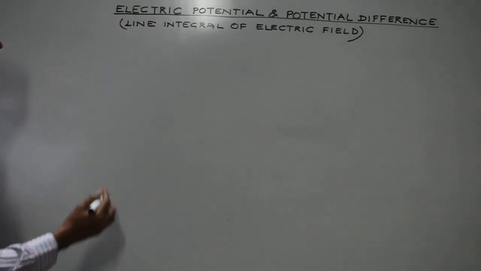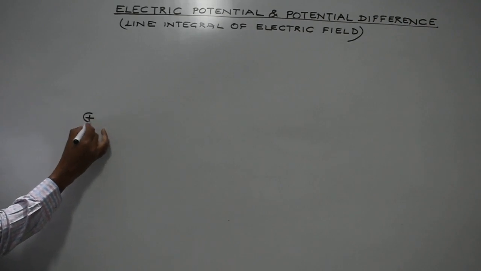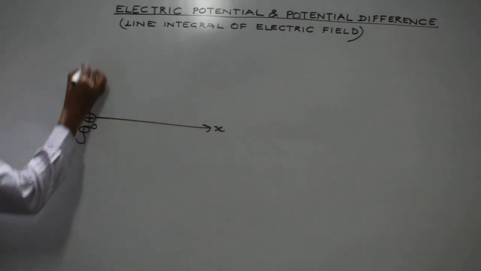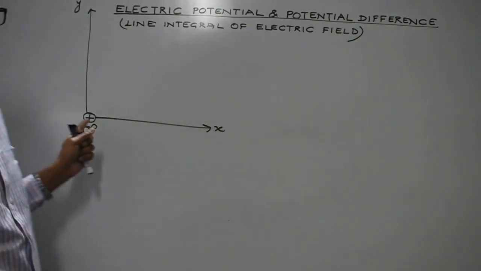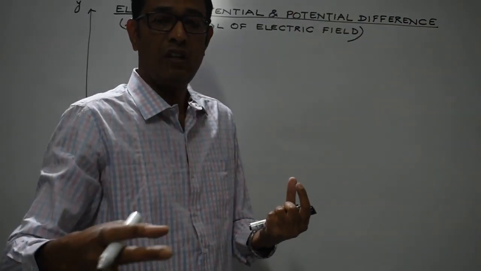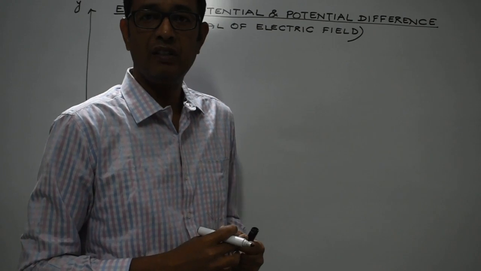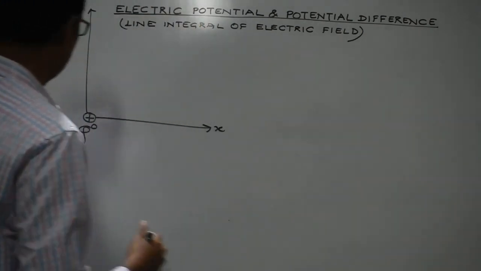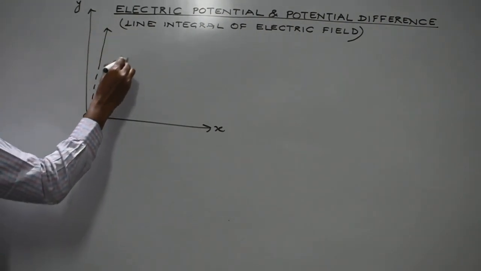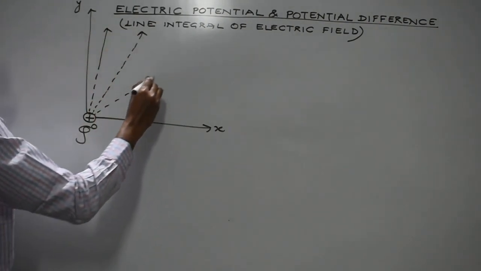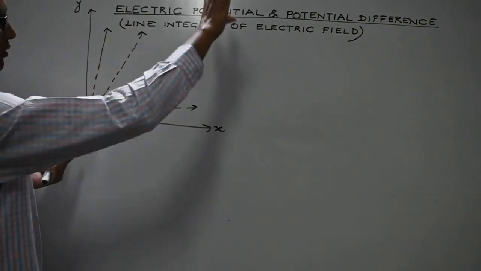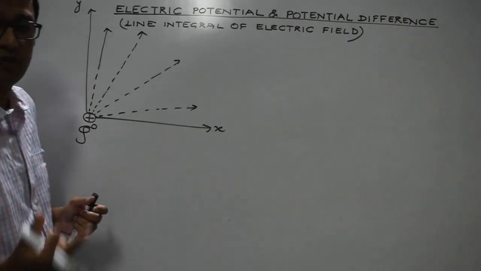So, let's deal with this particular topic first. We assume a source charge to be located at the origin, say. This is the x-axis, suppose this is the y-axis. Now, this source charge is considered to be positive. So, the electric field would be in the outward direction, and for a point charge, the electric field is spherically symmetrical.